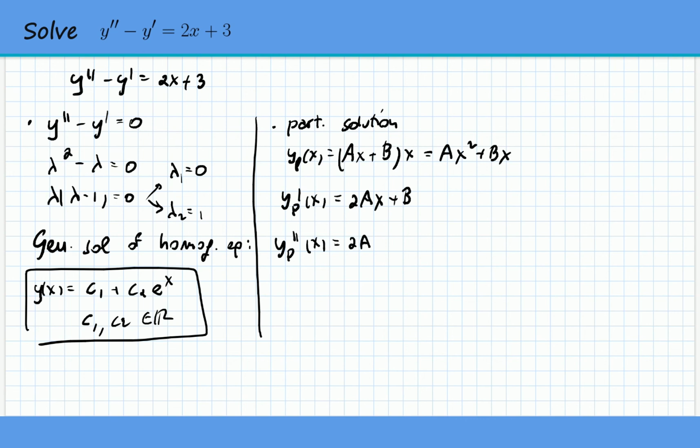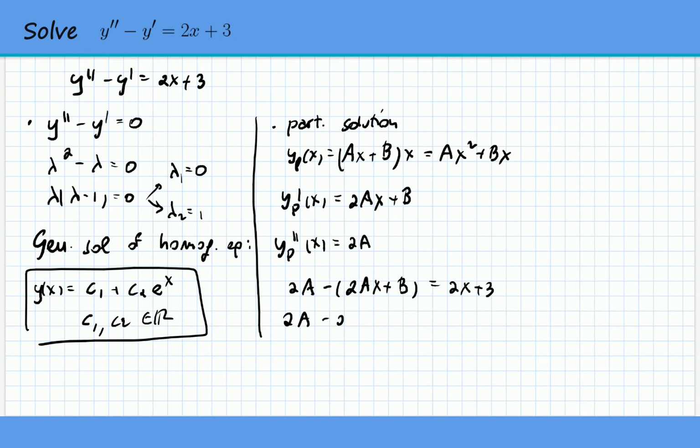Now if I plug into the equation, I have y double prime, which is 2a, minus y prime, which is 2ax plus b, equals 2x plus 3. And I realize I will need to arrange terms, but we can already see that now we will be able to find a and b because the right-hand side is a polynomial of degree 1, but the left-hand side is also a polynomial of degree 1. So let's work it out.